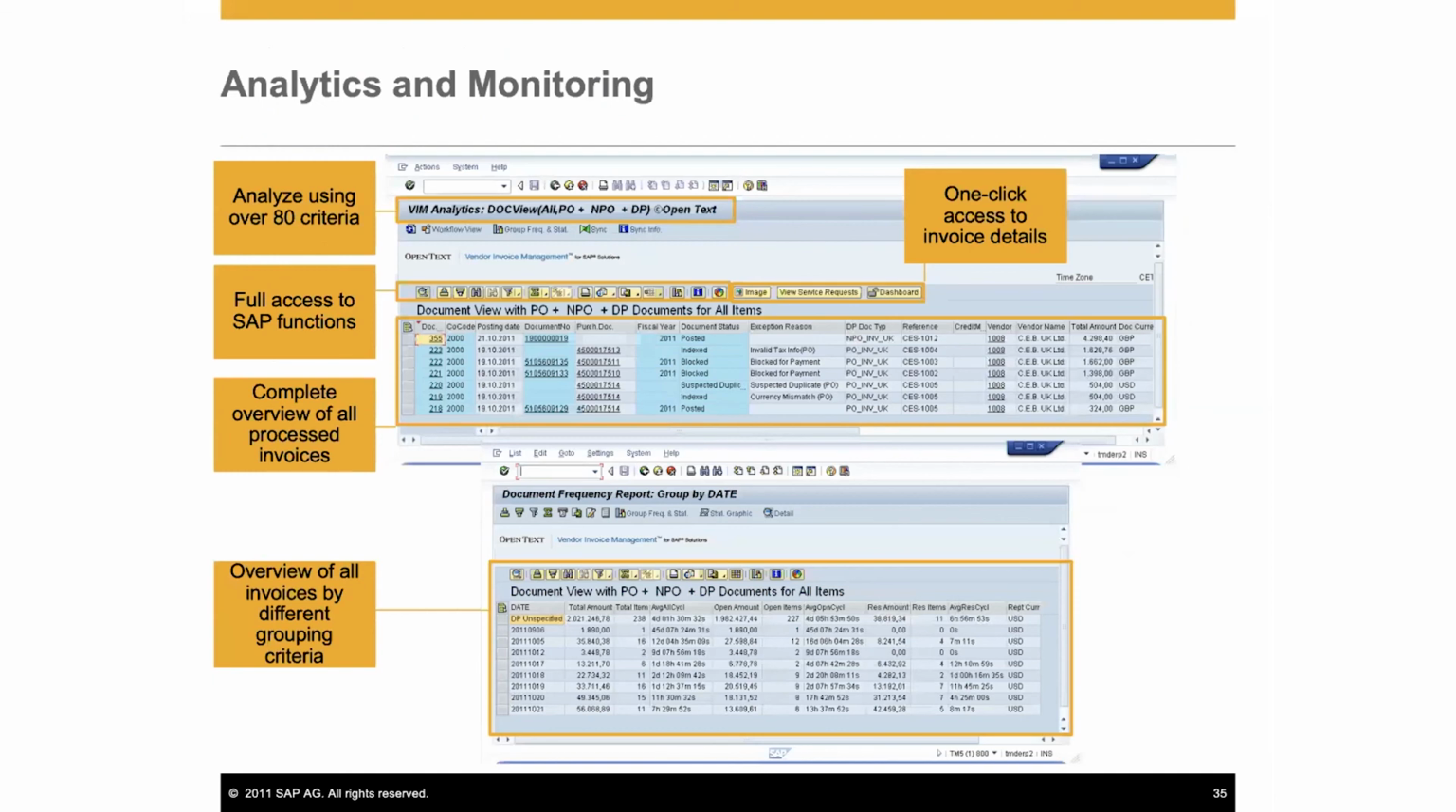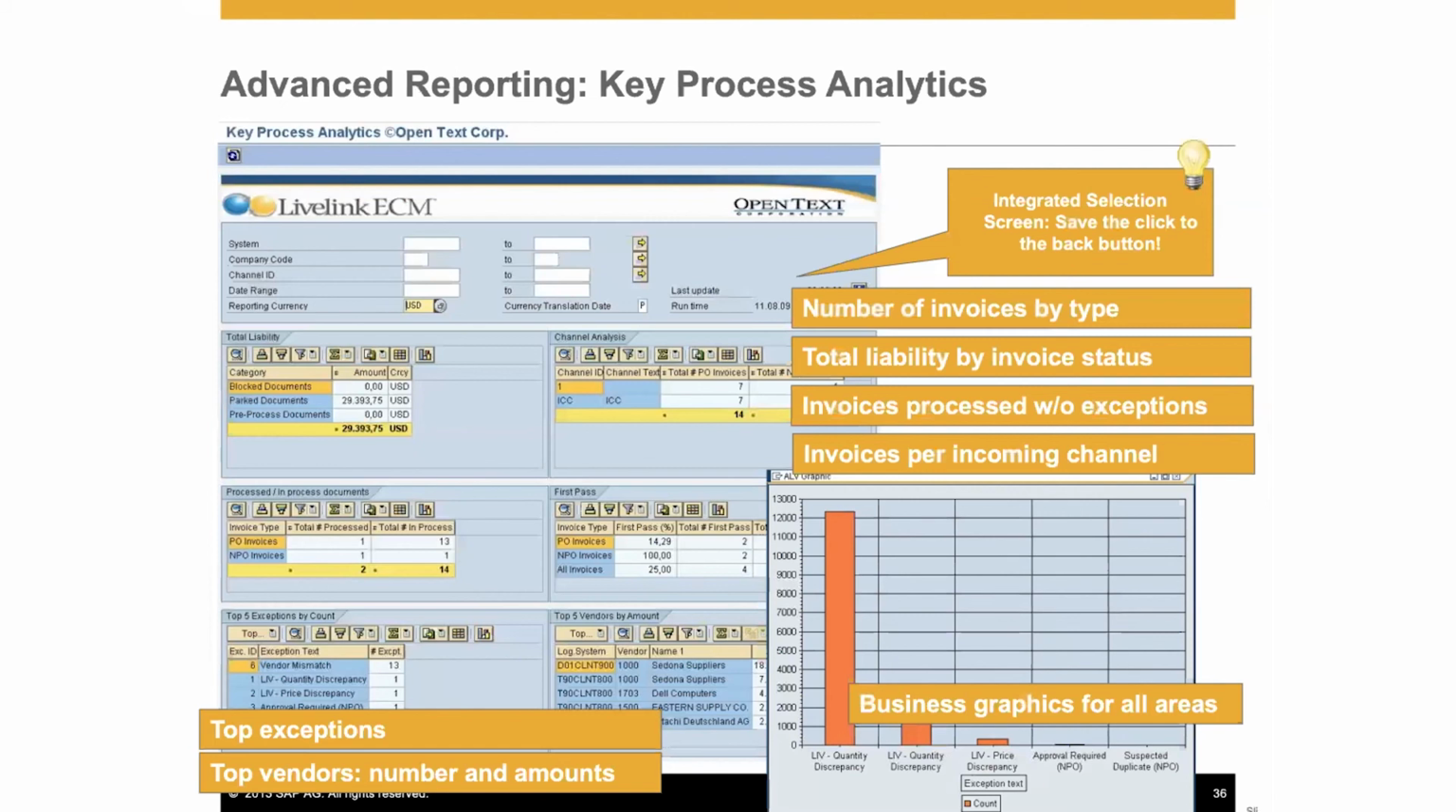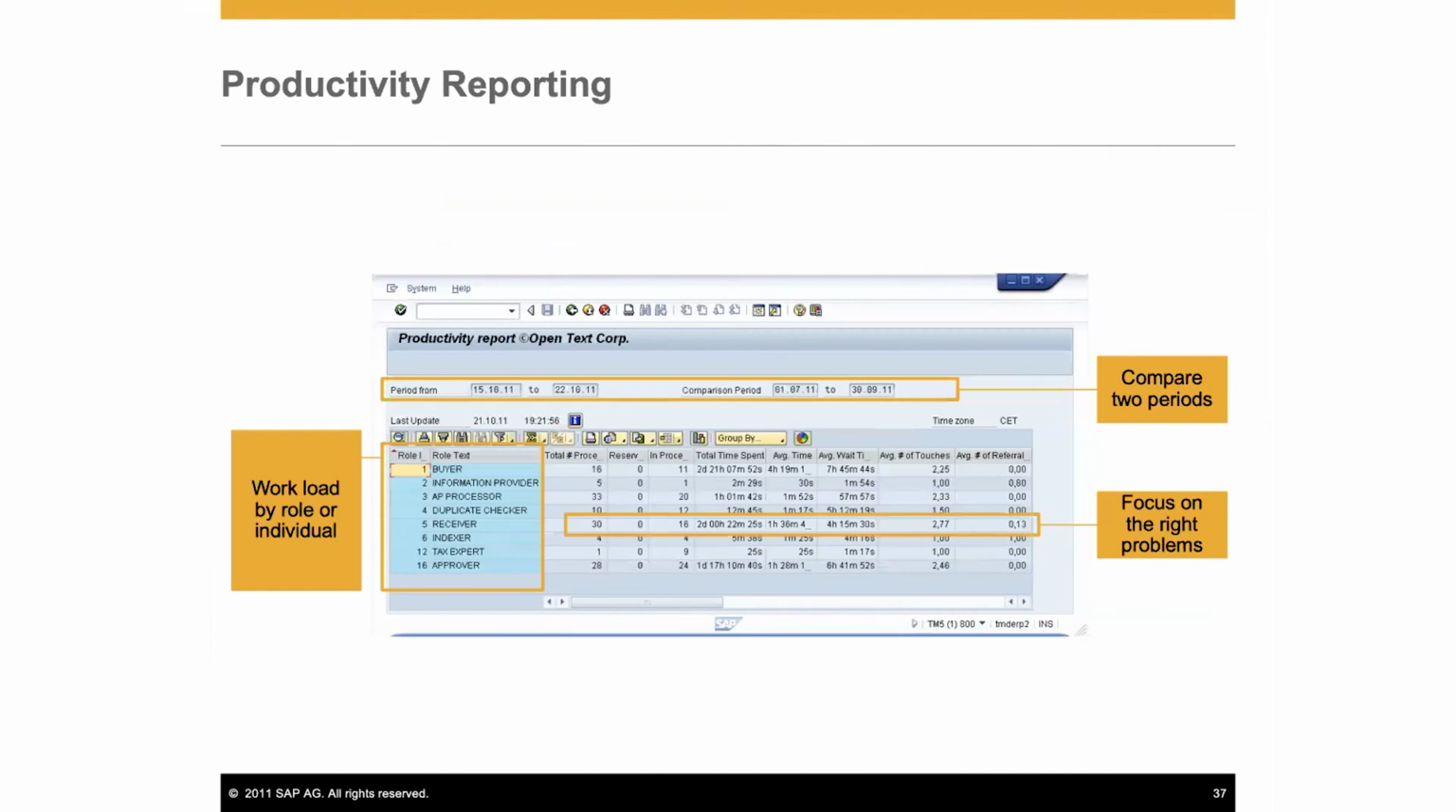There are various reports available. You can group the invoices by document status, by company code, by exception reason, by vendor code, right? You can also look at the invoices by type, total liability by invoice status, invoices processed with and without exceptions, invoices which are coming via paper channel or via email channel or via portal channel. What are my top exceptions? What are my top vendors? You can also look at productivity report.